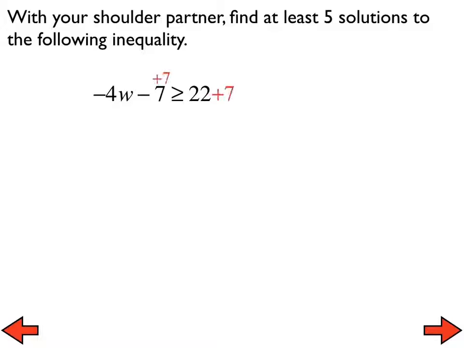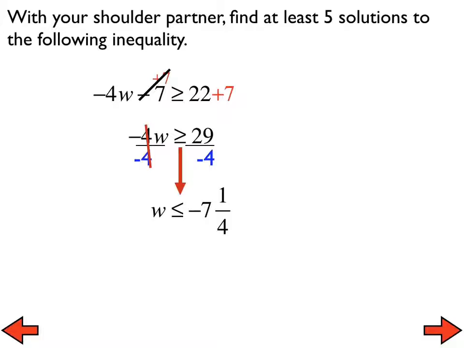So let's add 7 to both sides. Do this on your paper. We have 29 on the right side now. Divide both sides by -4. The thing I did to both sides is negative. So do I have to flip it? Yes or no? Yes. I divided by negative, which is the rule we just reviewed. So I need to flip my inequality symbol, and I have now W is less than or equal to -7 1/4.